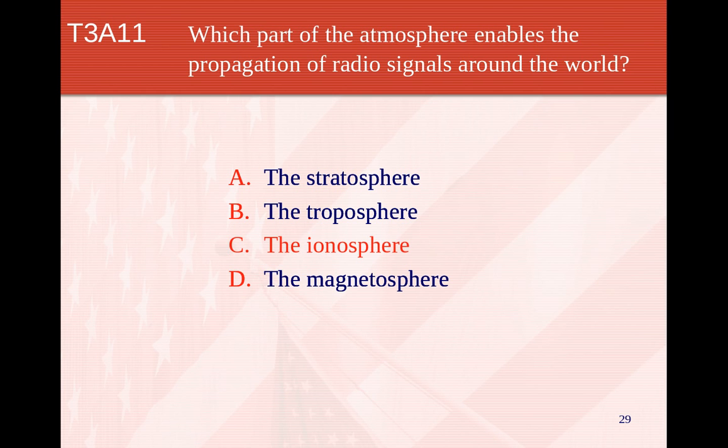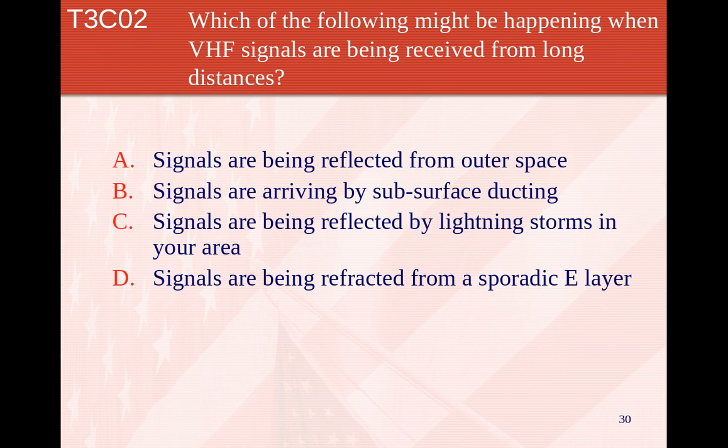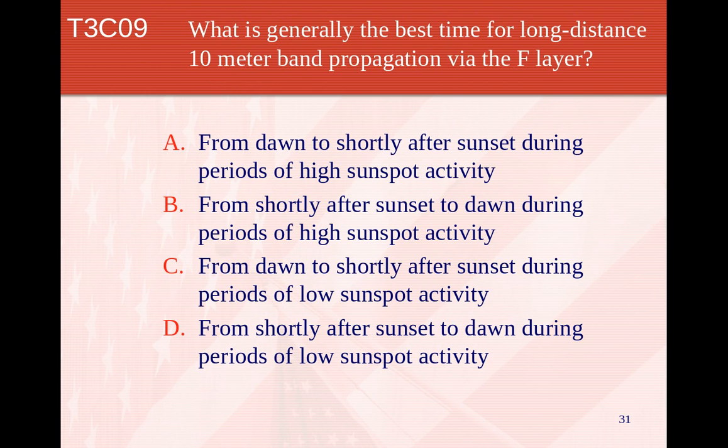What part of the atmosphere enables propagation of the radio signals around the world? The ionosphere. Which of the following might be happening when VHF signals are being received from long distances? Signals are being refracted from sporadic E layer.